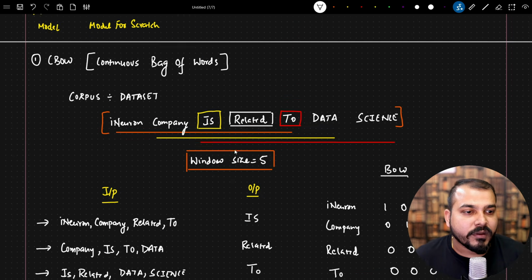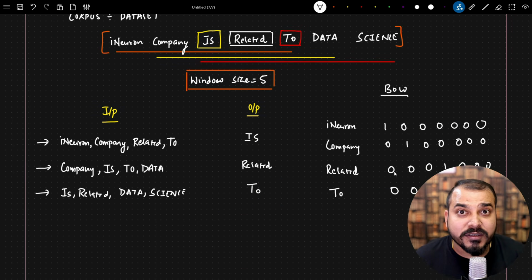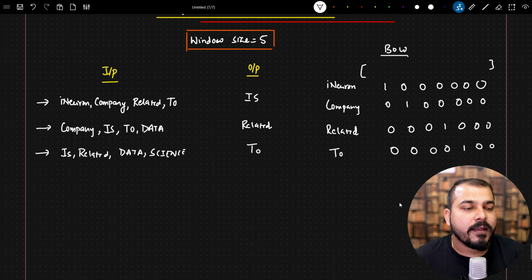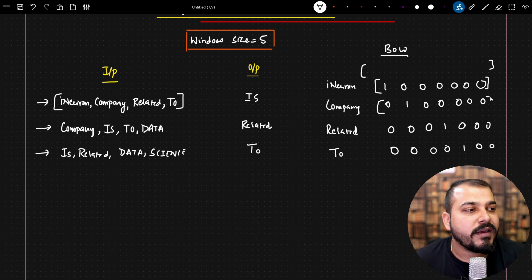So all these words are there, and this is based on the vocabulary size, and this is what is my bag of word representation. This we have already learned. What is my vocabulary? The first word is I neuron, then company, then related to data science, right? So all these words are there. Now understand, this is what is my bag of word representation. If I really want to represent this entire sentence, I basically need to convert this into these dimensions. I neuron will be given in this vector form, company in this vector form, related in this vector form, and 2 in this vector form.